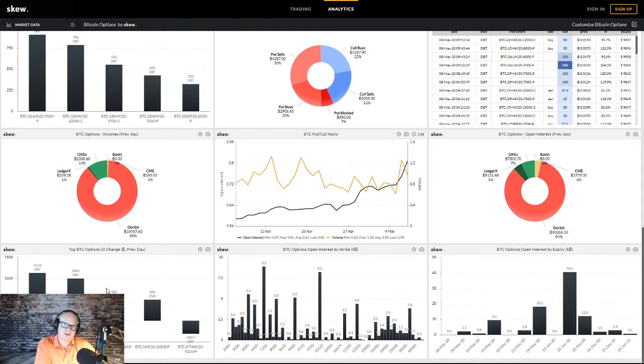It's interesting to know who's the market leader in puts versus calls, things like that. It is important to know the put call ratio at extremes. Most of the time, it doesn't matter that much.